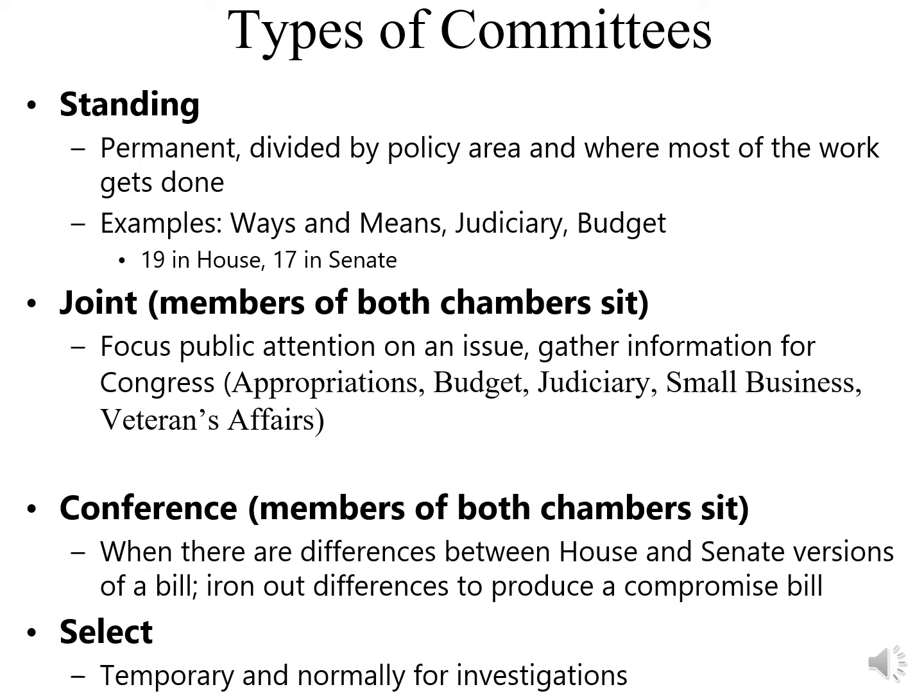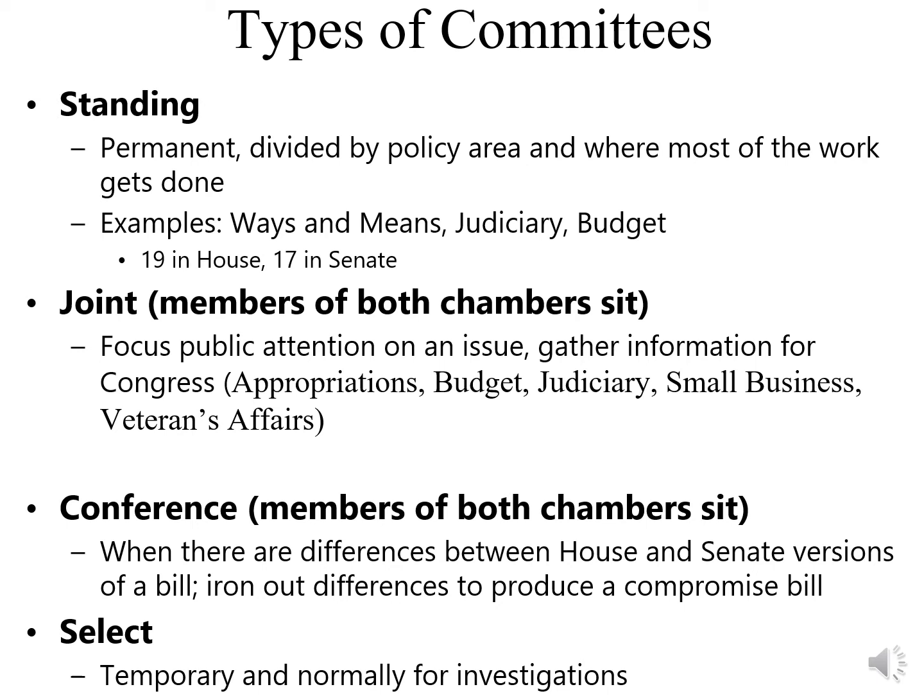Let's look at types of committees. You have standing committees. Standing committees are permanent. That means they're divided by policy area. This is where most of Congress's work is done. A few examples, you can write these down.